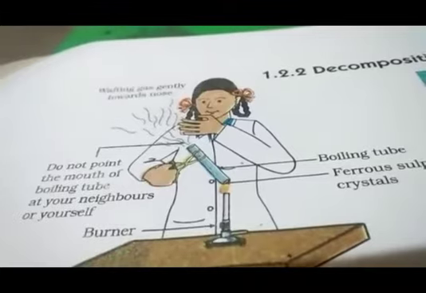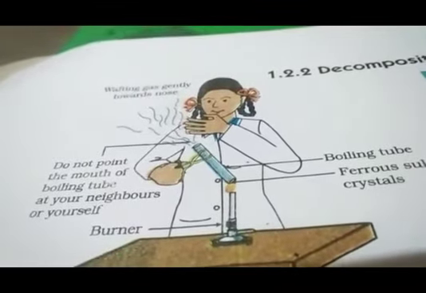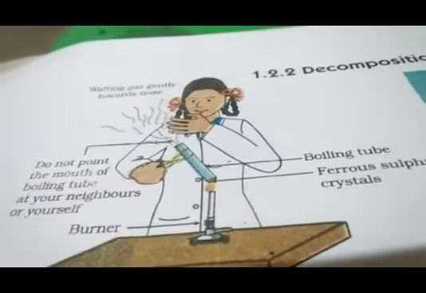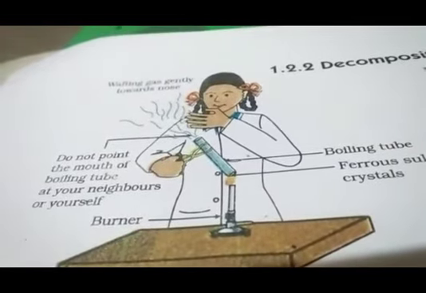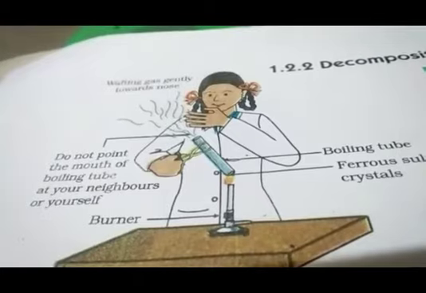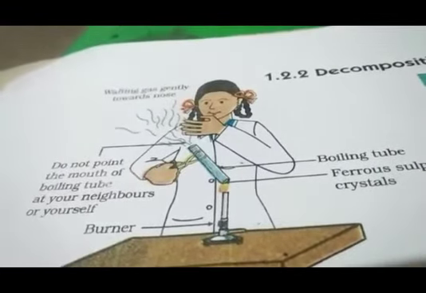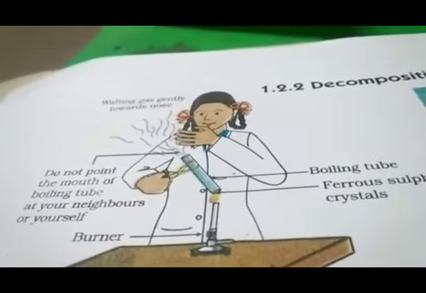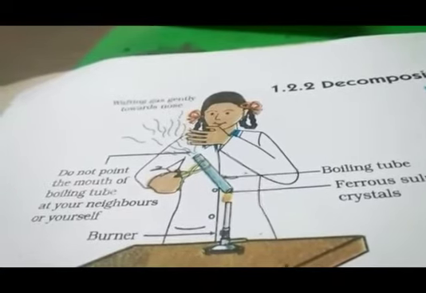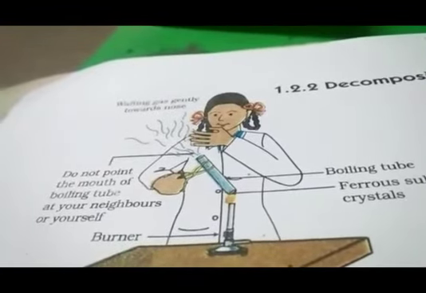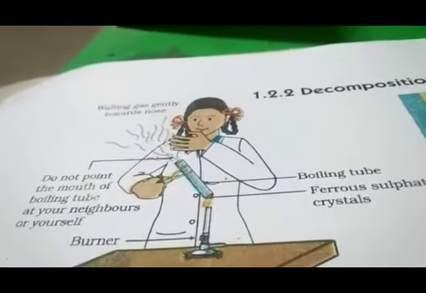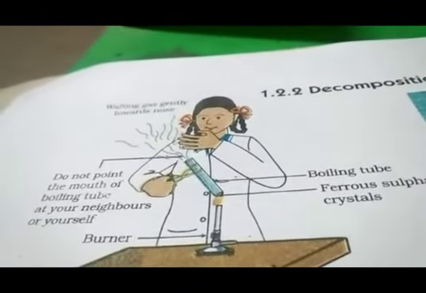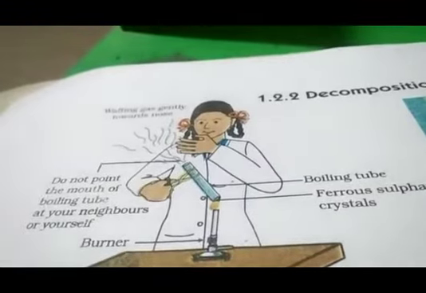In this activity we can see that a boiling tube is taken. In that, ferrous sulfate crystals are added. We will heat this tube on a Bunsen burner, and after some time we will see that the color of the ferrous sulfate, which is green, has changed to white, and during that process some gas is evolved. Let us see the chemical reaction which has taken place here.